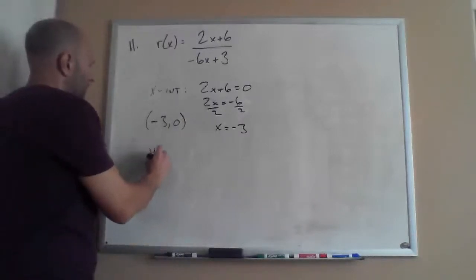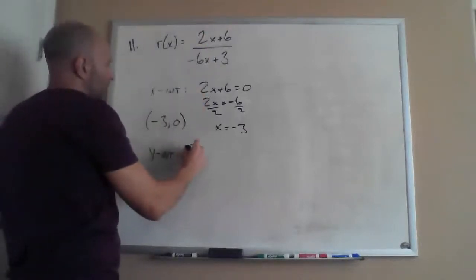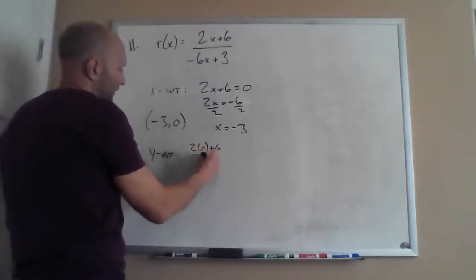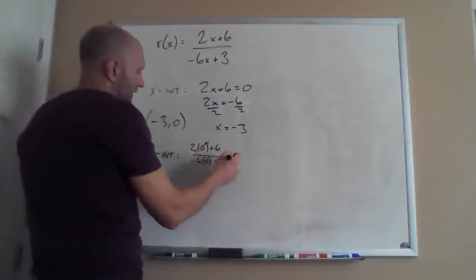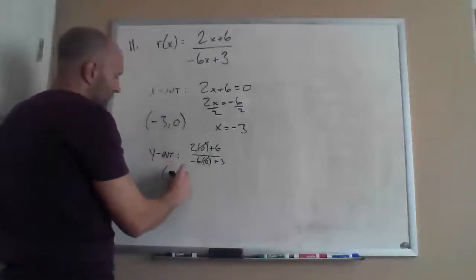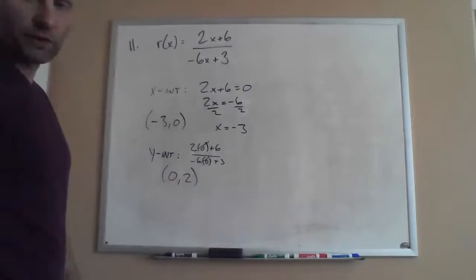For the y-intercept, set your x equal to 0, so 2 times 0 plus 6 over negative 6 times 0 plus 3. So you get 6 divided by 3, which is 2. So (0, 2) is your y-intercept.